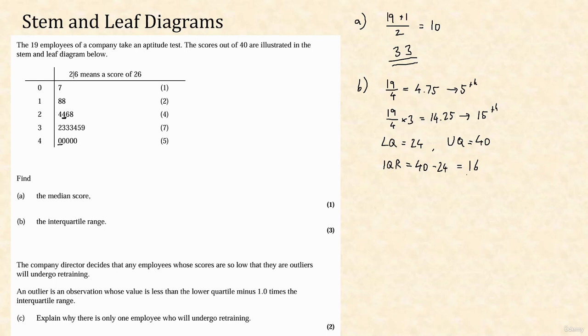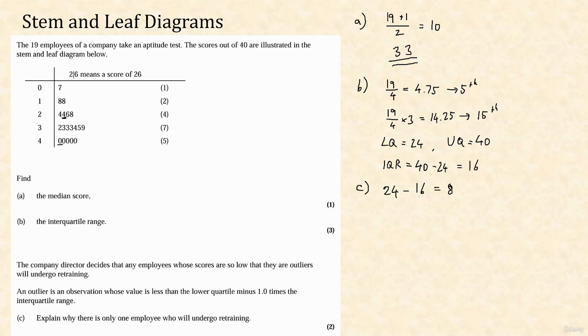Okay, onwards. The company director decides employees whose scores are so low they're outliers will undergo retraining. An outlier is an observation whose value is less than the lower quartile minus 1 times the interquartile range. It's a slightly non-standard definition of an outlier, but that's fine. So what is that going to be? It's the lower quartile, which is 24, minus 1.0 times the interquartile range. So 24 minus 16 is 8.